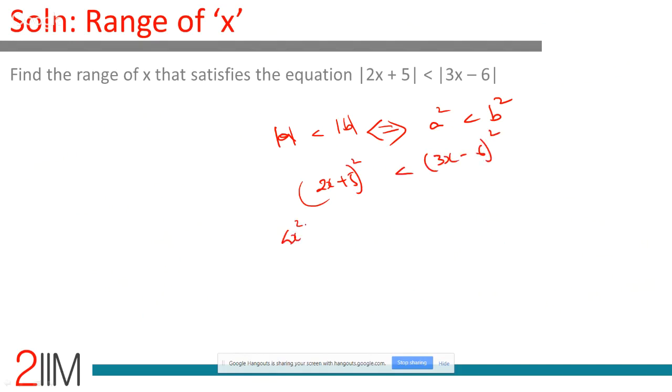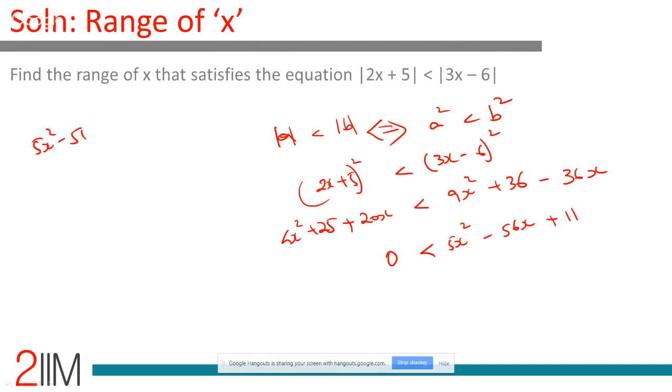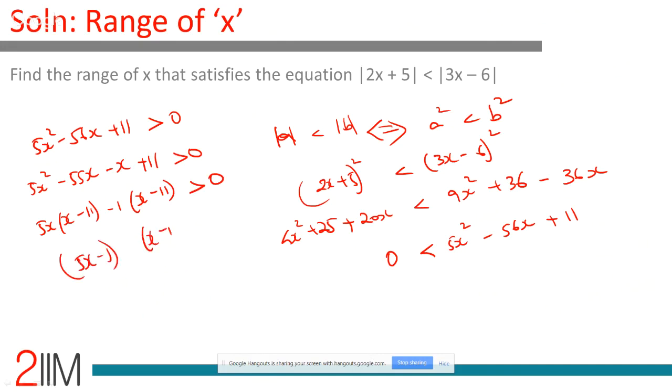or 4x squared plus 25 plus 20x less than 9x squared plus 36 minus 36x. Bring everything to one side. 9x squared minus 4x squared is 5x squared, minus 36x minus 20x is minus 56x, plus 36 minus 25 is plus 11. Sorry, 5x squared minus 56x plus 11 greater than 0. 5x squared minus 55x minus x plus 11 greater than 0. 5x into x minus 11 minus 1 into x minus 11 greater than 0. So 5x minus 1 into x minus 11 greater than 0.